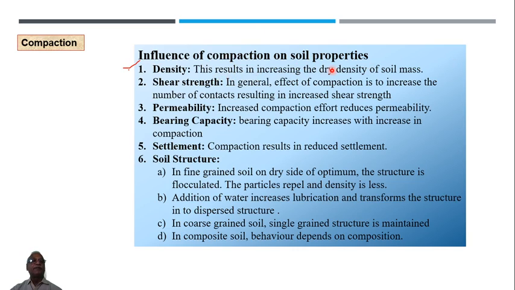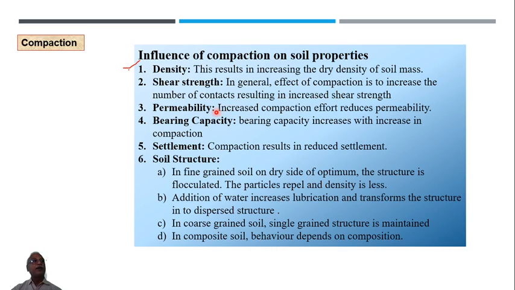increase in dry density. Okay, the shear strength, in general the effect of compaction is to increase the number of contacts, resulting in increased shear strength. Because soil particles will be getting compacted, means getting closer and closer, more and more soil surface will be coming into picture for resistance. Because of that the soil's shear strength increases.